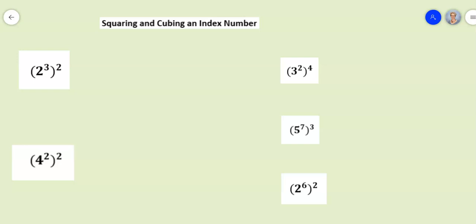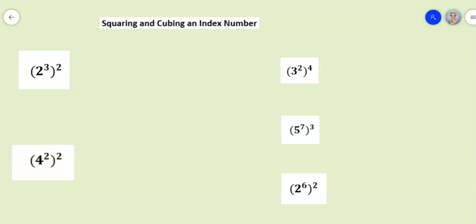There is one example which is different to this, where we are going to be raising an index number to the power of 4. Let's look at the first example on the top left-hand corner. We have 2 cubed in a bracket, and then it is raised to the power of 2, or it is squared. Now, the first thing we need to do is to think about what it means to square a number.